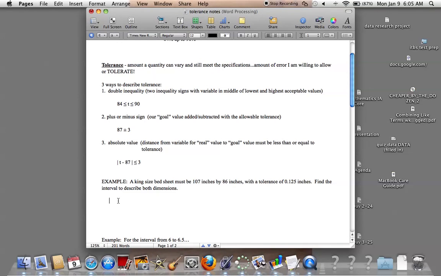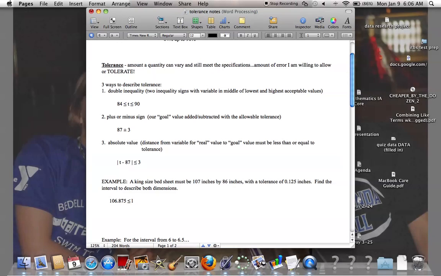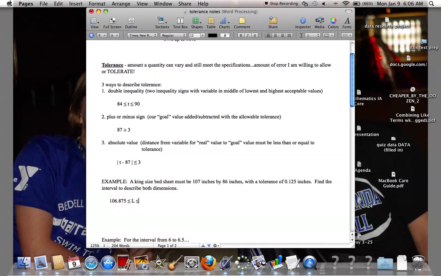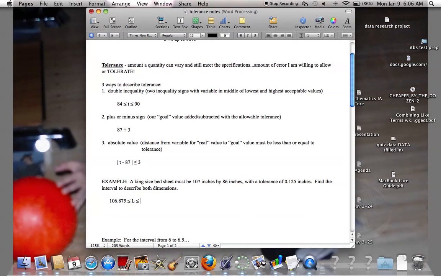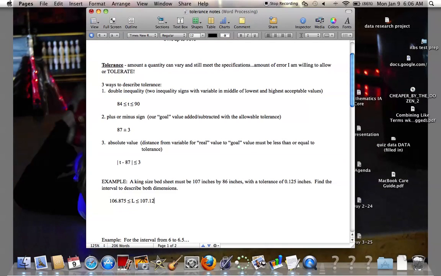So remember, to get the low number, you have to take your goal, 107. We want to be at 107, and we're going to subtract off this tolerance. So 107, take away this 1/8 or this 0.125, puts me at 106.875. Again, I got that from subtracting 107 minus that tolerance number. We want that to be less than or equal to the length of our sheet, so that's an L, and we want that to be less than or equal to the high end, which means I can take my goal of 107 and add the tolerance, so 107.125.